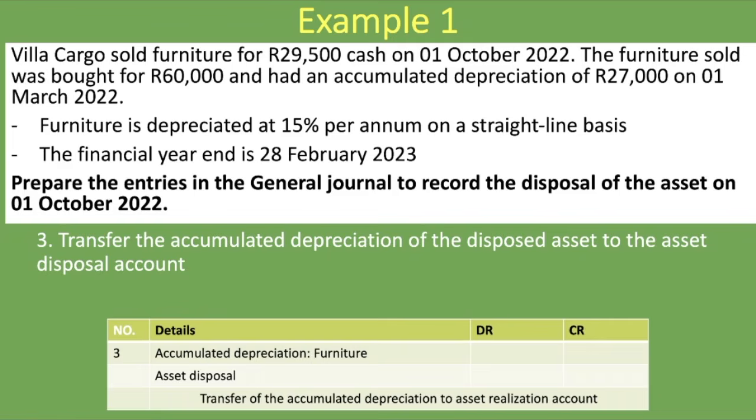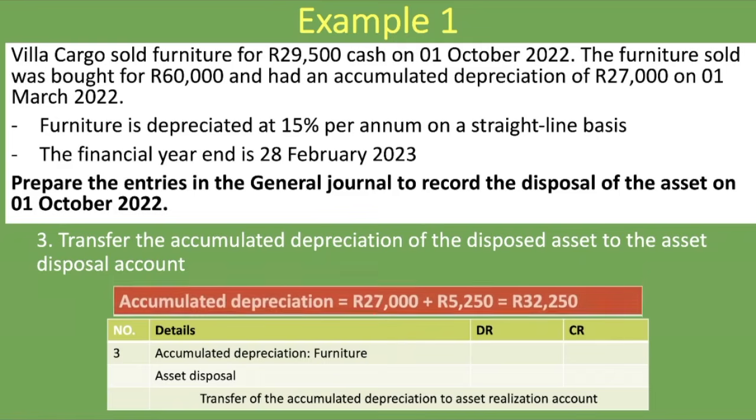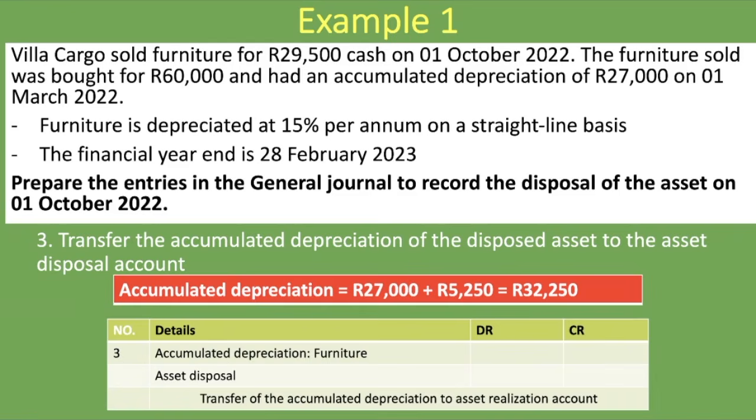Remember, we're given the accumulated depreciation as at the 1st of March 2022, which is the beginning of this financial period, but we have to include the depreciation from the beginning of the financial period to the date of sale, because that forms part of accumulated depreciation for this particular asset. So we're going to take the 27,000 rand plus the 5,250 that we had calculated in step 1. Very important. So here's how it's going to look. 27,000 plus the 5,250 gives us 32,250, and that is what we're going to put into our journal entry for step 3.